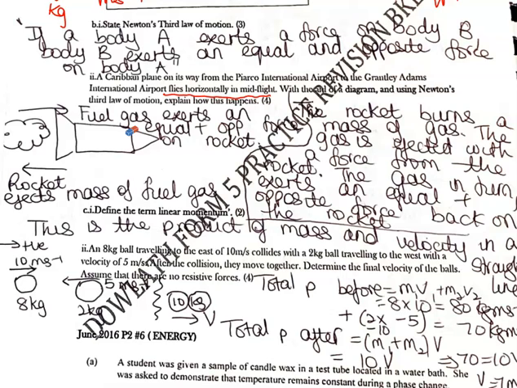In part C, they ask you to define the term linear momentum. So when we define linear momentum, we define it as the product of mass and velocity. So even though it states linear, that just describes momentum in a straight line in a particular direction. An 8-kilogram ball traveling to the east at 10 meters per second collides with a 2-kilogram ball traveling to the west with a velocity of 5 meters per second. After the collision, they move together. Determine the final velocity of the balls, assuming there are no resistive forces.